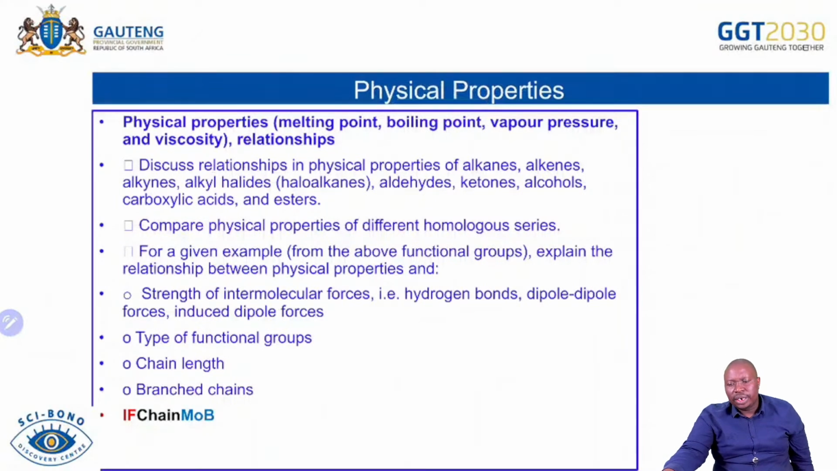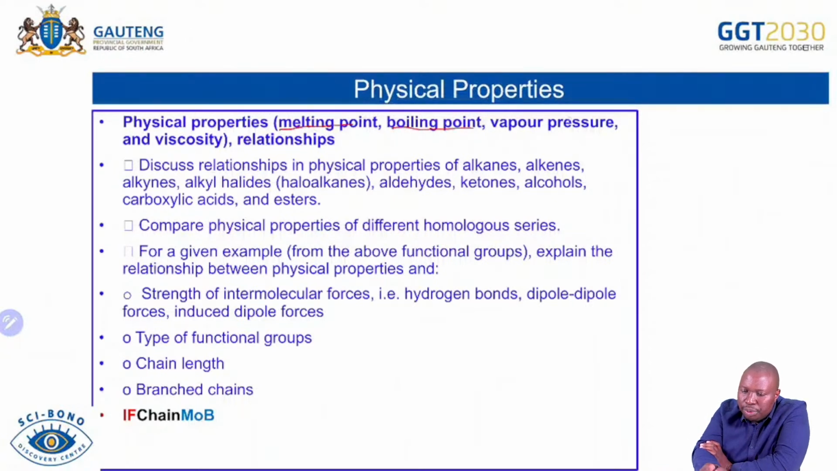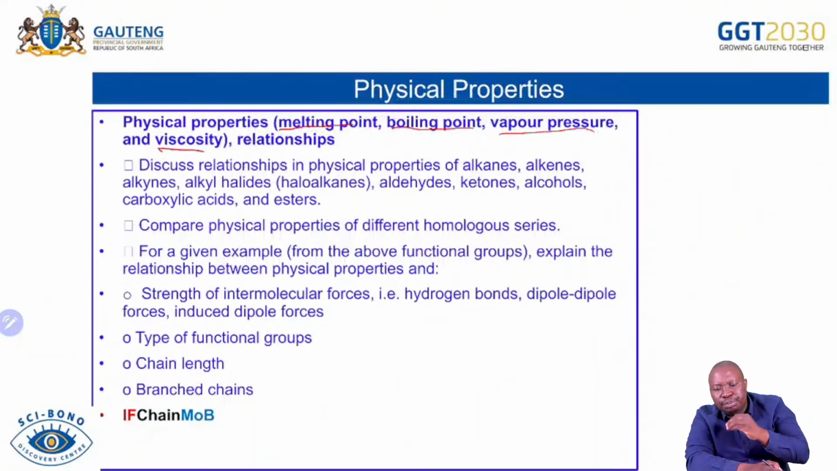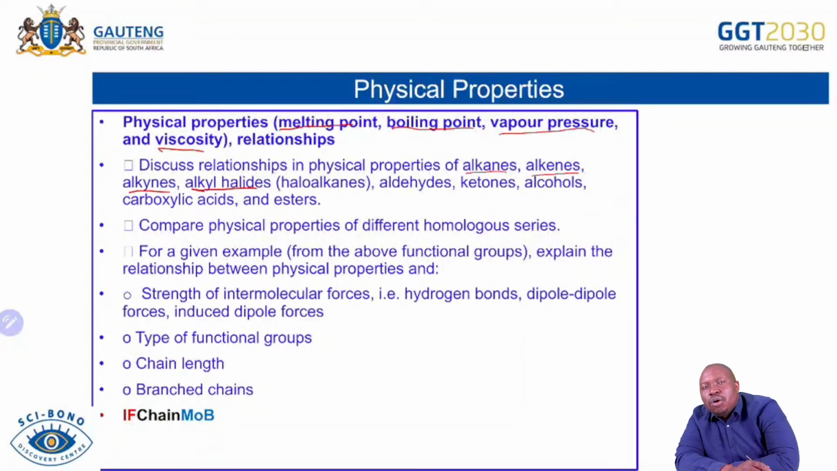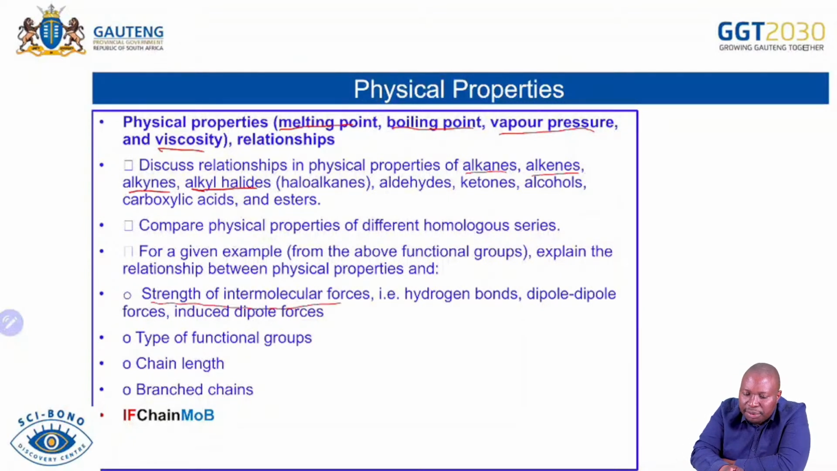Now, if we look at what we refer to as physical properties. For technical sciences, we are focusing on four physical properties, which in this case are melting point, boiling point, vapor pressure, and viscosity. So we must know the relationship of these physical properties for alkanes, alkenes, alkynes, alkyl halides, for all the 9 homologous series. And then we must be able to look at the strength of the intermolecular forces.